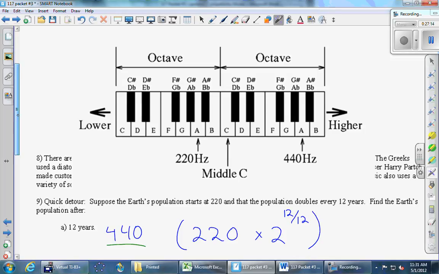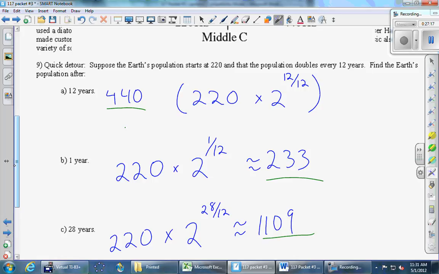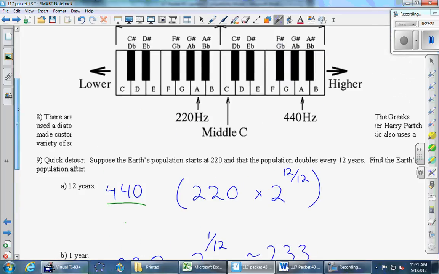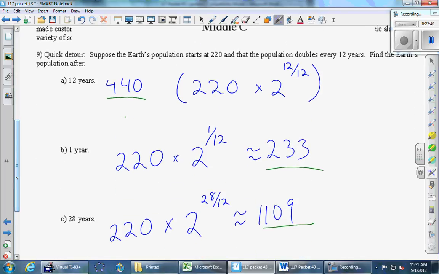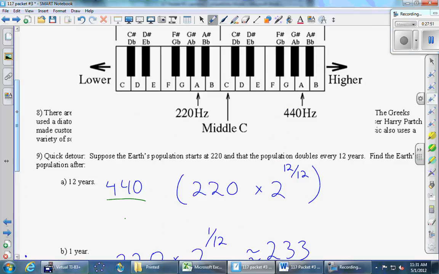So let's think about this down here. You guys found the population after 12 years. I'm going to reframe that question. You guys found the frequency after 12 notes. What's the frequency starting from here after 12 notes? Frequency is 440. That's what you guys found. Something we didn't know until this moment right here. Instead of the population after 1 year, this is the frequency after one note. One note above the starting 220. If we take a look at one note above the starting 220, here's my start. Is B the one note above?